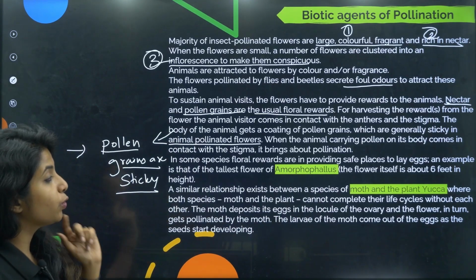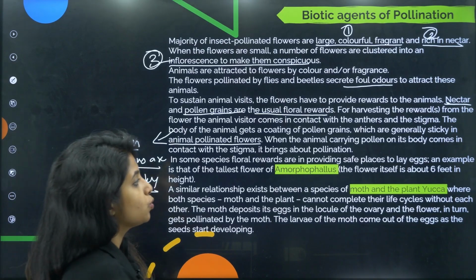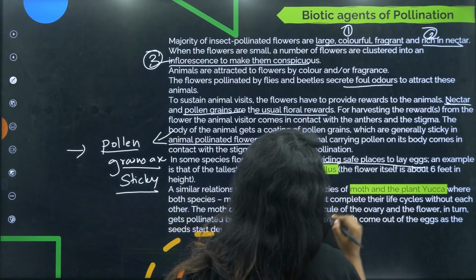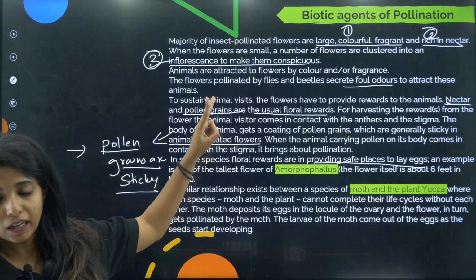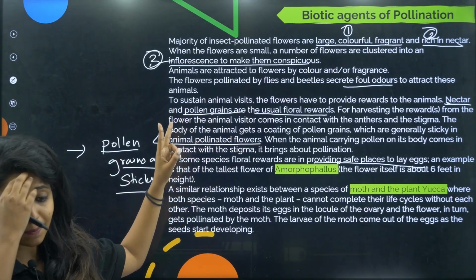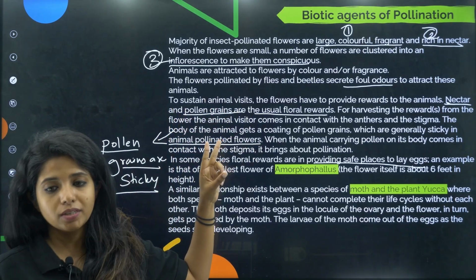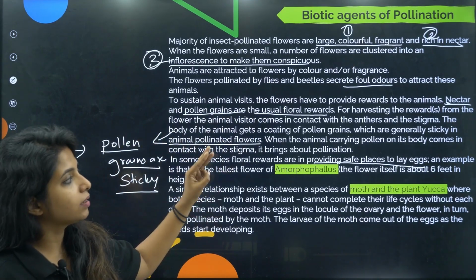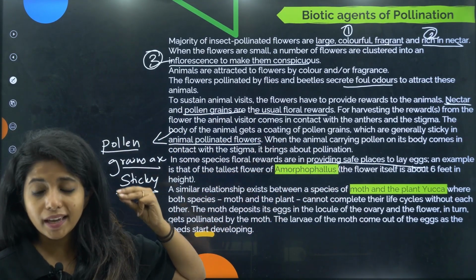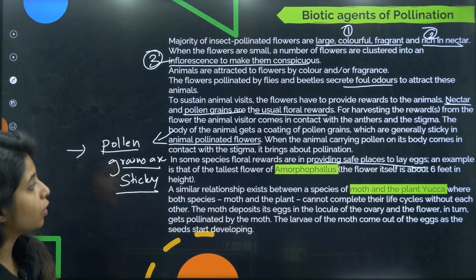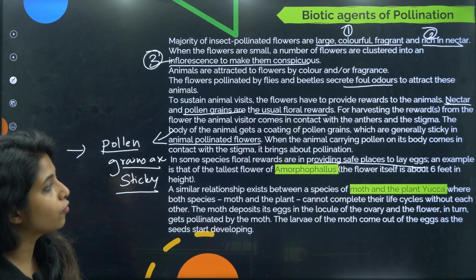In some species, floral rewards are in providing safe places to lay eggs. Now, that is the third reward that we have. What is it? First reward was nectar, second was pollen grains. Sometimes some organisms feed on pollen grains as well. So, third thing is basically what? They lay eggs. Okay, they lay eggs. An example is that of the tallest flower, that is Amorphophallus.